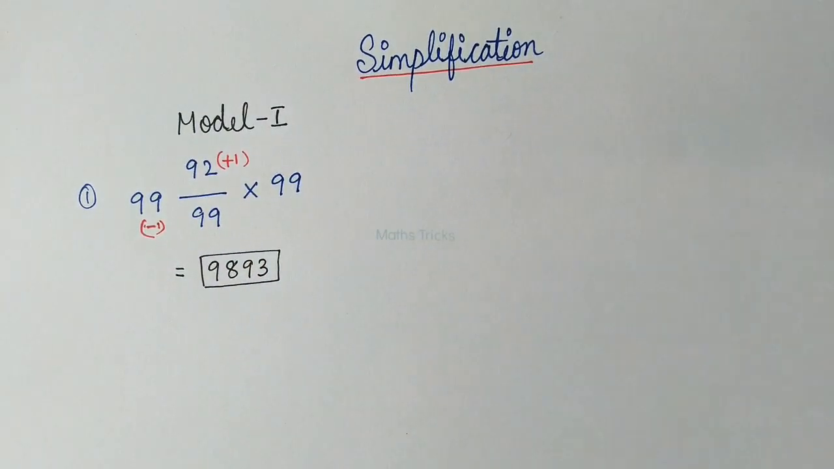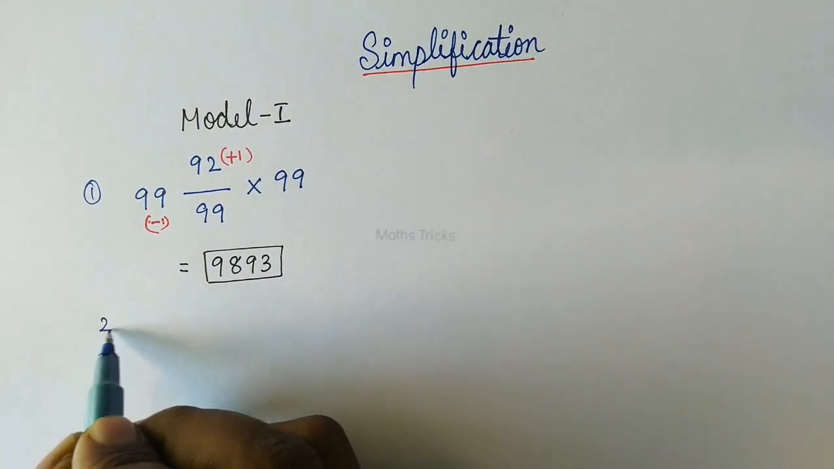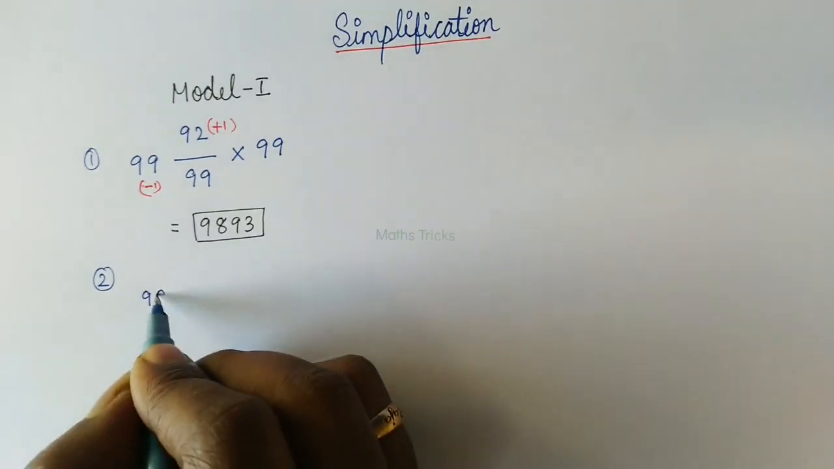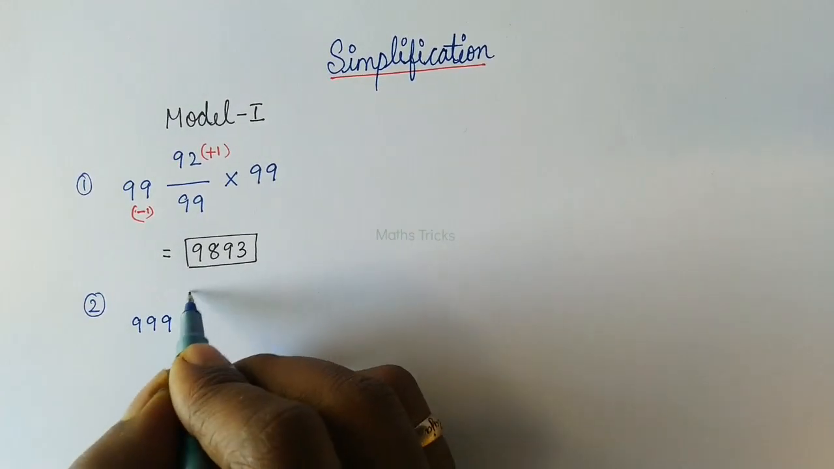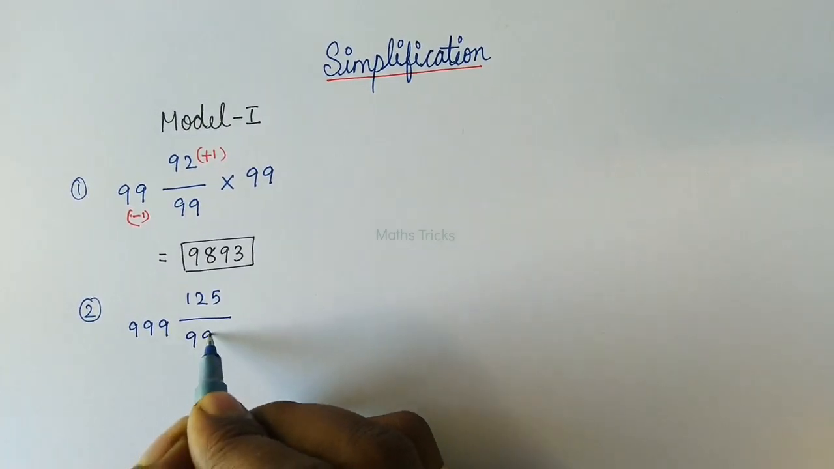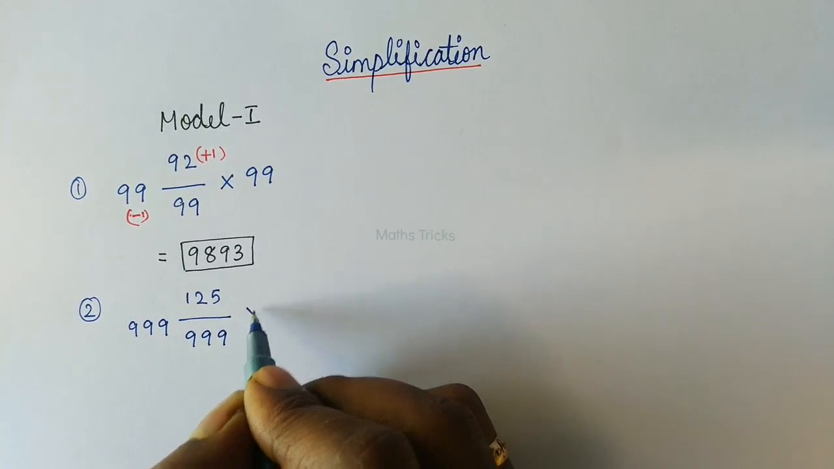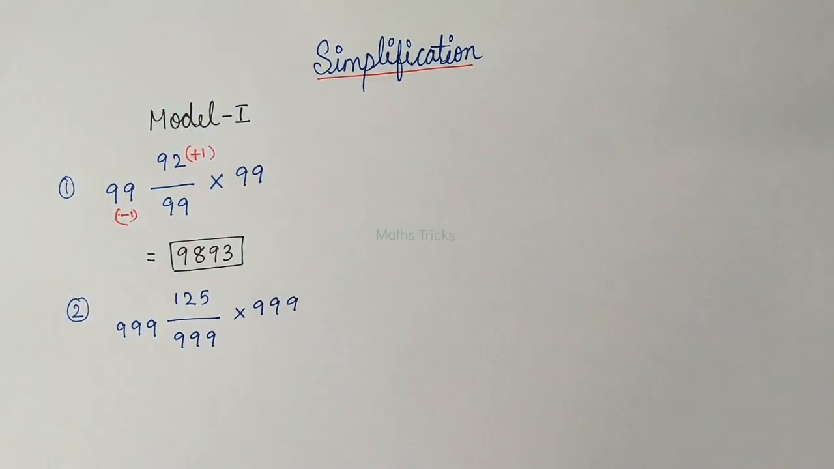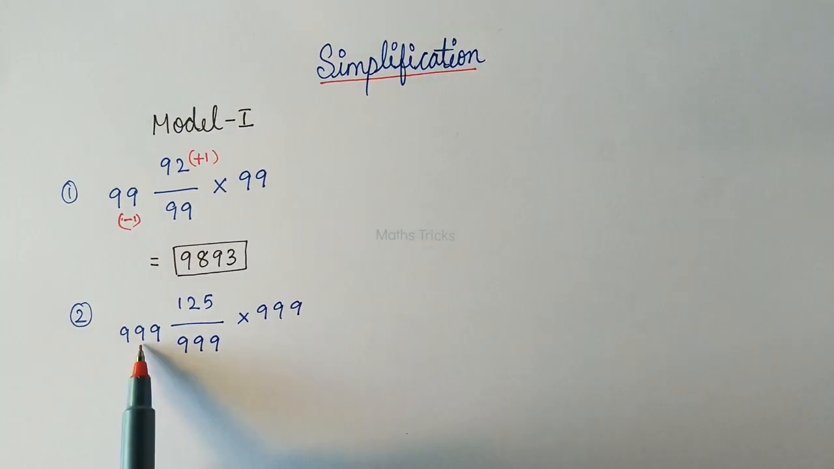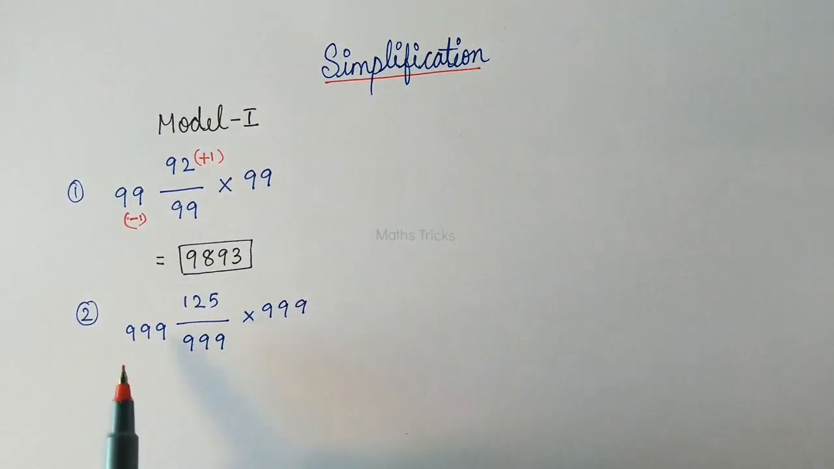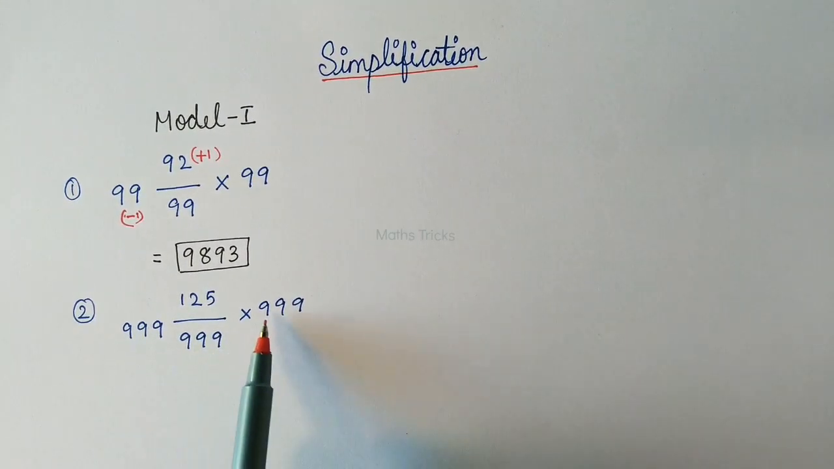Now let's follow the same by using the second sum. Here we have to follow the usual method in model 1. Here we have 125 divided by 999 into 999. What is the answer? We can solve within seconds by using the following trick. Here we have 3 digits, here also 3 digits. Here also the same number, here also the same number.